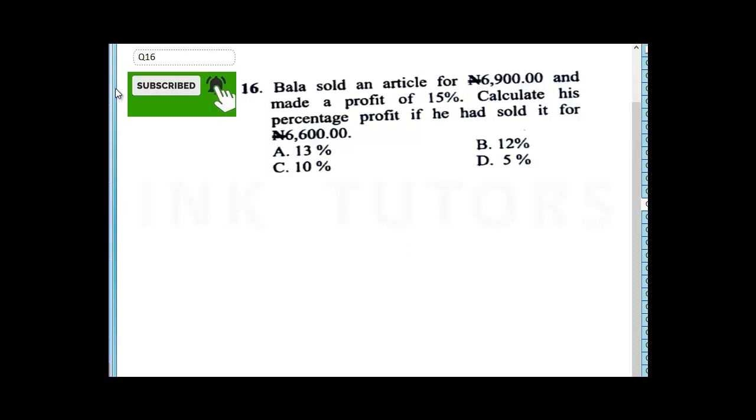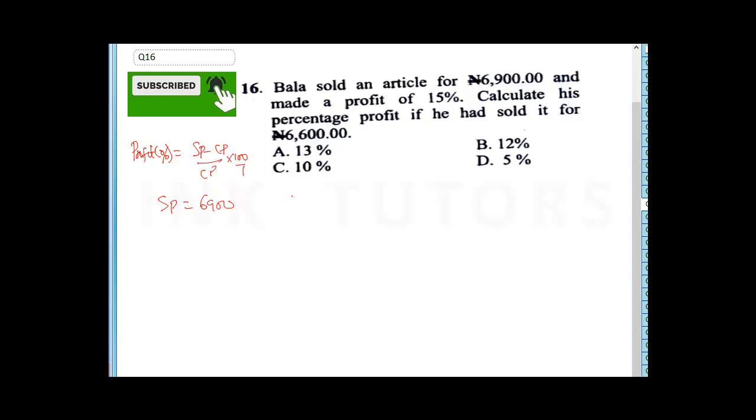Now the first thing I want to establish here is the formula for profit in percentage. It's your selling price minus your cost price, over cost price, times 100 over 1. Okay, now from this question, the parameters that have been given to us: he sold the article, so his selling price is 6,900, and it says calculate his percentage profit if he had sold it for 6,600.